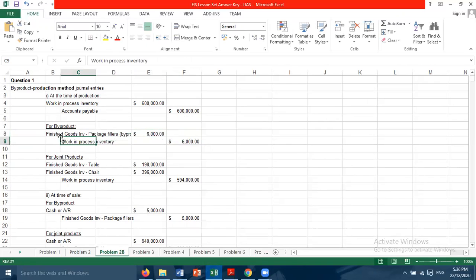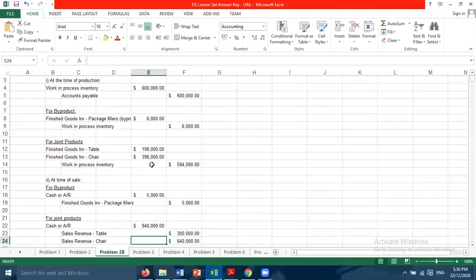Now, how does this affect the allocation of joint products? As we can see here, for the joint products, the journal we make is once again just debit finished goods inventory based on each main product and credit work in process inventory. In this case, the joint cost allocated is only 594,000, as we have already used 6,000 to acknowledge the byproduct. Then we allocate it here. Now that's during the time of production.